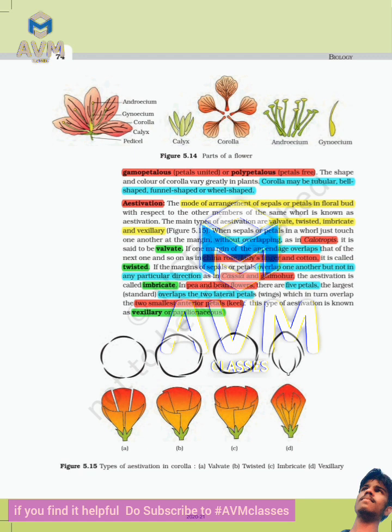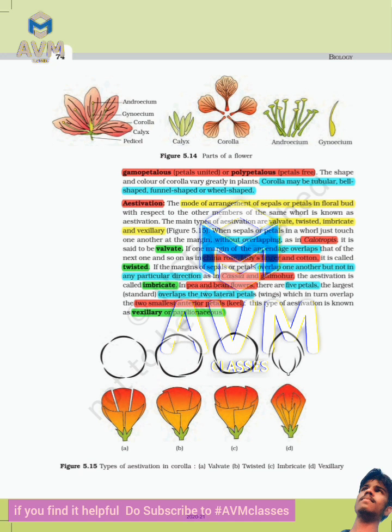Aestivation. The mode of arrangement of sepals or petals in floral bud with respect to the other members of the same whorl is known as aestivation. The main types of aestivation are valvate, twisted, imbricate and vexillary. When sepals or petals in a whorl just touch one another at the margin without overlapping, as in Calotropis, it is said to be valvate.